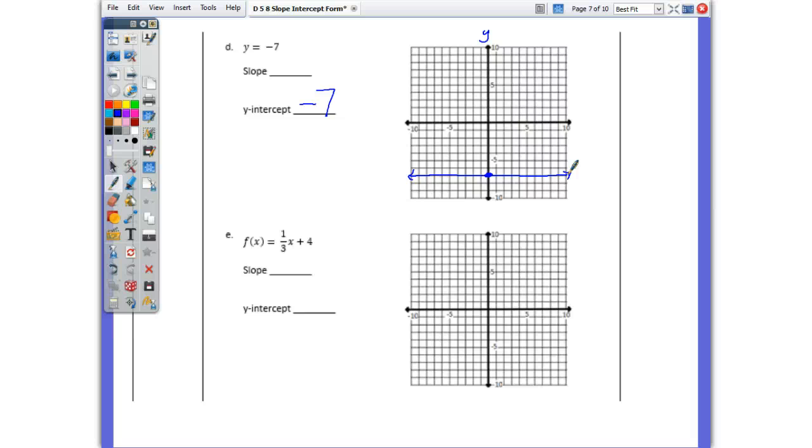What kind of slope does it have? What is it? It is a horizontal line, but what kind of slope? Remember, if you're a skier on that? Yeah, 0. You're not going anywhere. That has a slope of 0.